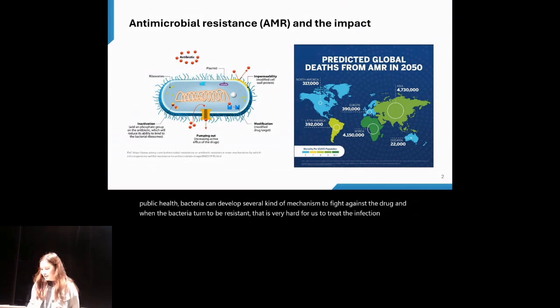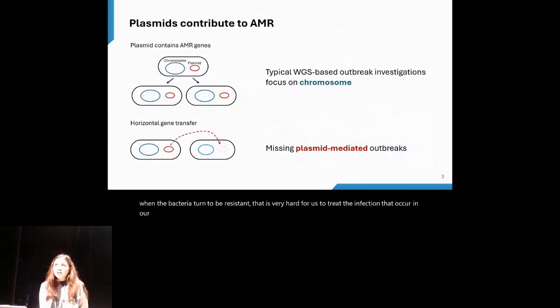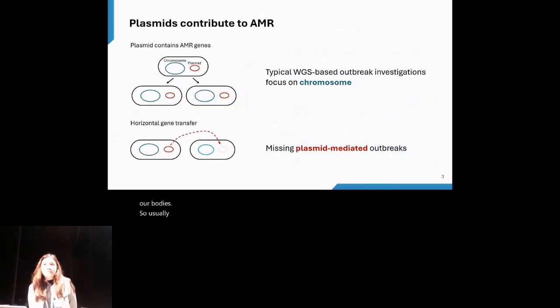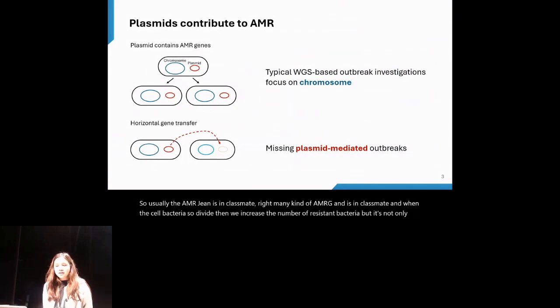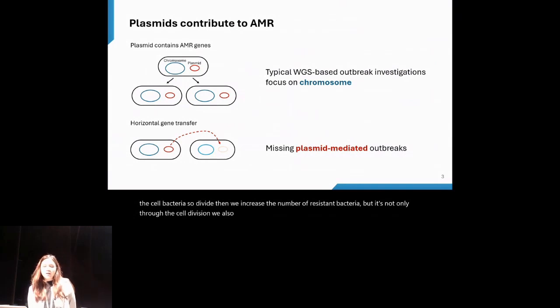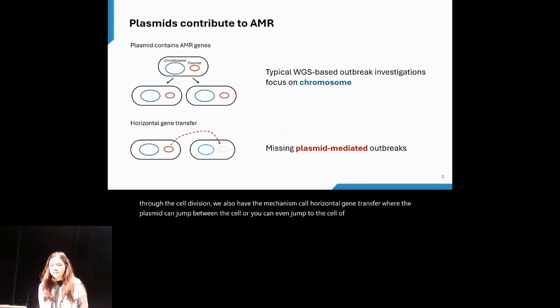occurs in our bodies. So usually the AMR gene is in a plasmid, right? Many kinds of AMR genes are in plasmids, and when the bacterial cell divides, we increase the number of resistant bacteria. But it's not only through cell division, we also have a mechanism called horizontal gene transfer, where the plasmid can jump between cells, or even jump to a cell of a different bacteria species.